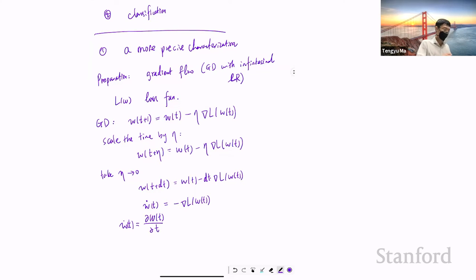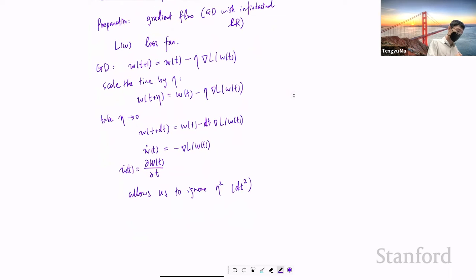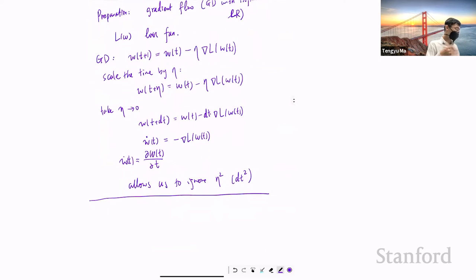So, in some sense, this allows us to ignore the eta squared term, because eta squared here becomes dt squared, which is 0 compared to dt. So that's why this is useful. In some sense, this is mostly to simplify the equation. All the technical meat is the same, it just makes the analysis cleaner. And for the next two examples, in both of them, I'm going to use this gradient flow formulation for gradient descent.